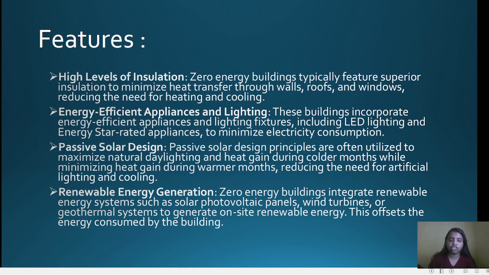Renewable energy generation. Zero energy buildings integrate renewable energy systems such as solar photovoltaic panels, wind turbines, or geothermal systems to generate on-site renewable energy. This offsets the energy consumed by the building.